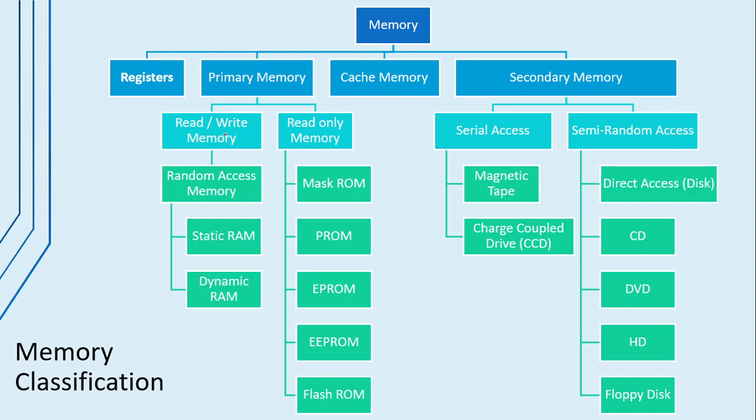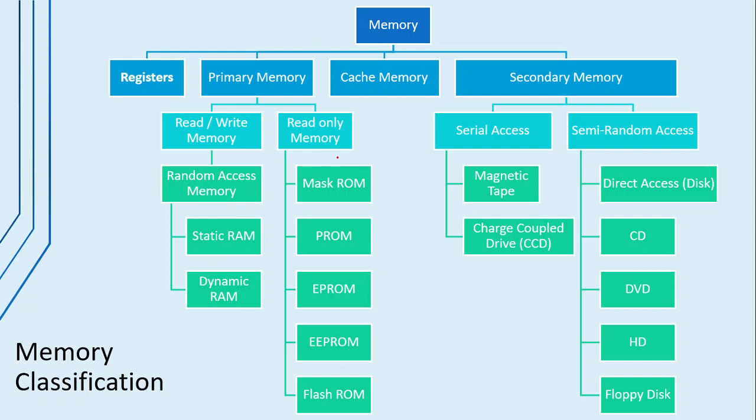In read-write memory, you may perform read as well as write operations. This is further classified into two categories, that is static RAM and dynamic RAM. RAM stands for random access memory, which means you can access your data on a random basis. Now, we will see these two types in detail in the next slides.